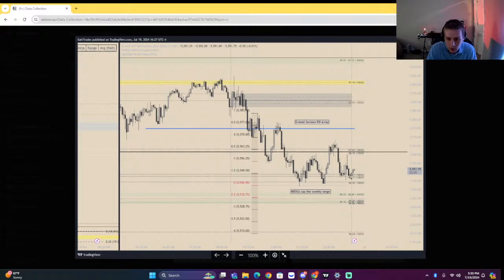So Monday, my draw on liquidity is this new week opening gap here. And then here we have these new day opening gaps. We're capping the daily range on ES. We have this standard deviation that we can project from this high to low, -2.5. It gets respected nicely there.